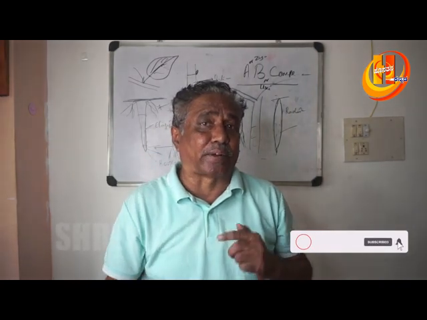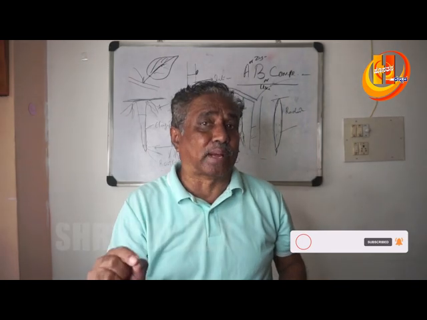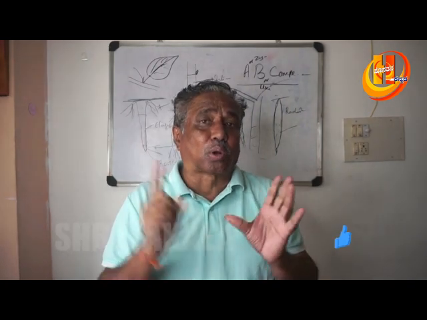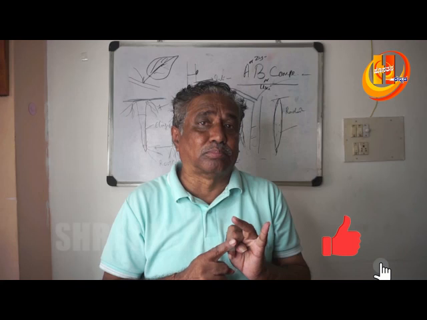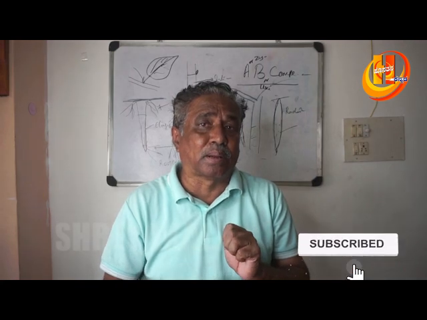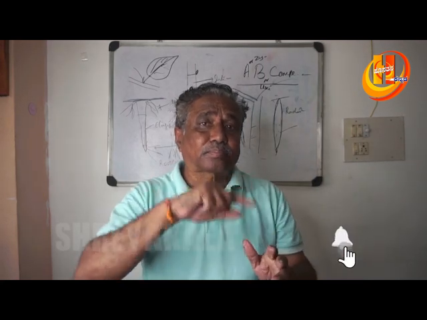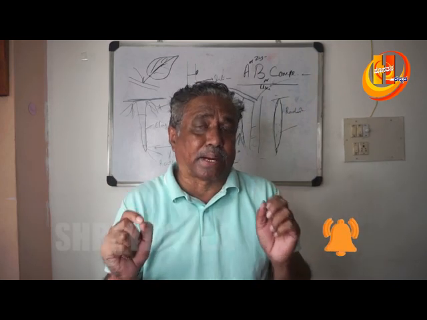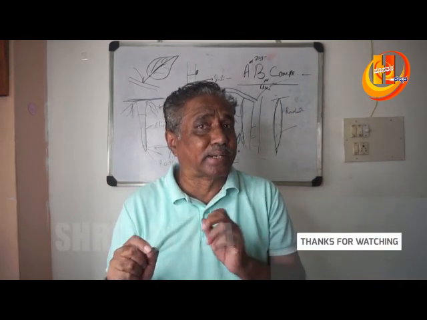Protective layer of radicle is called coleorhiza. So, coleoptile, coleorhiza, plumule, radicle, endosperm, and the scutellum are the important parts of the monocot seed.